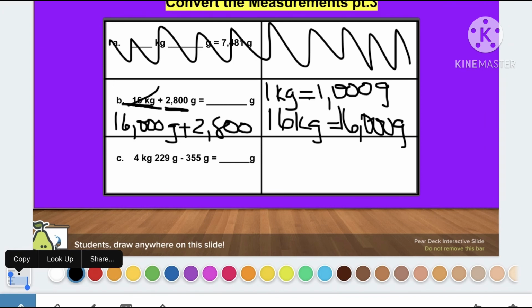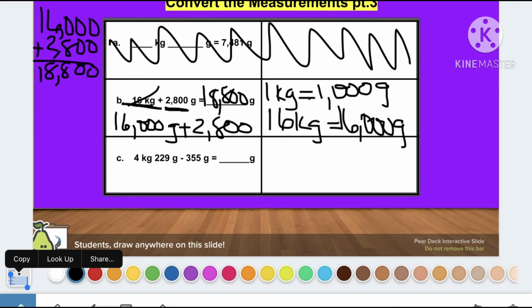And then I still have 2,800. What did you get when you added 16,000 and 2,800? I got the same thing, 18,800 grams. And for this one, the same thing, you guys. I'm converting this time to grams. 4 kilograms, 229 grams, minus 355 grams equals blank grams.